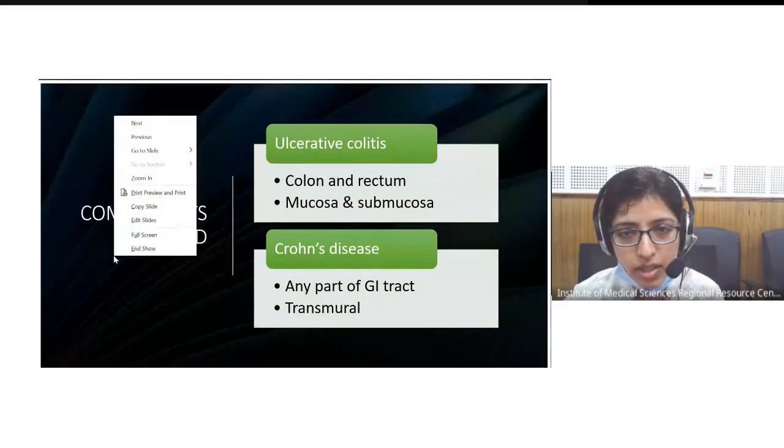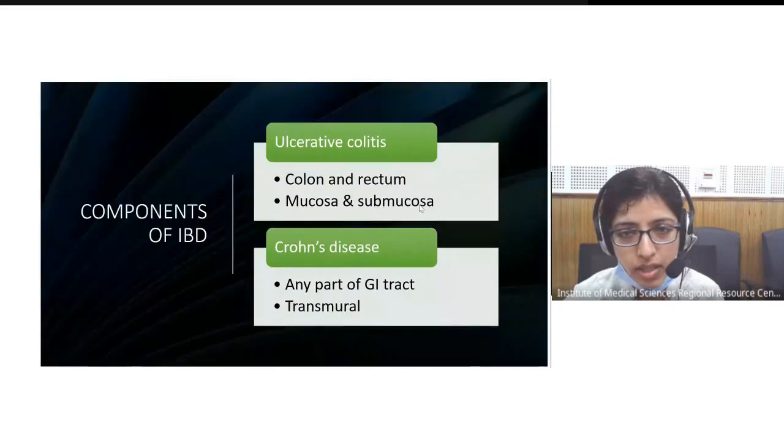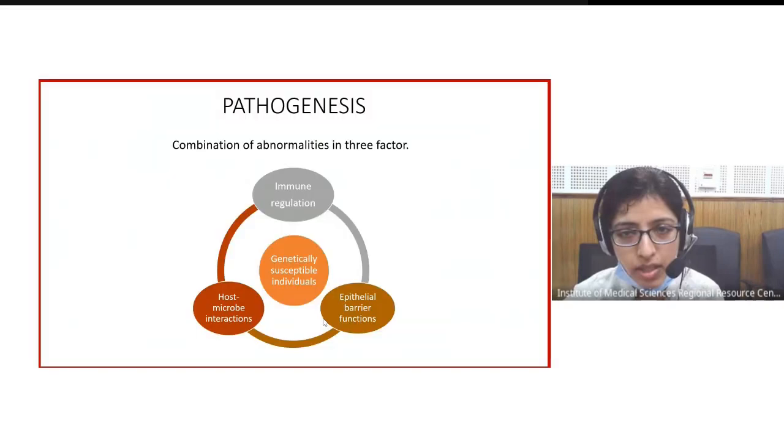So we know the gastrointestinal tract is made up of four different functional layers: mucosa, submucosa, muscularis propria, and the serosa or adventitia. So the first two layers, the innermost two layers, are involved in ulcerative colitis, while in Crohn's disease, it is transmural. What do we mean by transmural? Mural means the wall thickness, and trans means the entire wall thickness. So all the four layers, mucosa, submucosa, muscularis propria, and serosa, are involved in Crohn's disease.